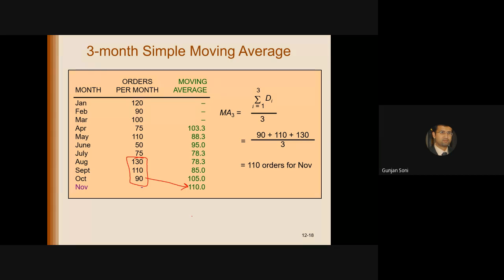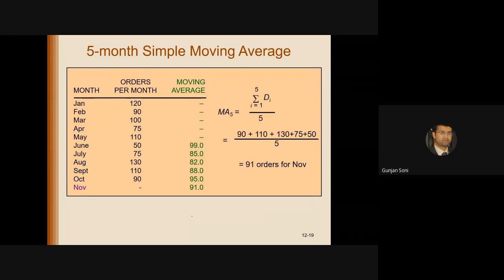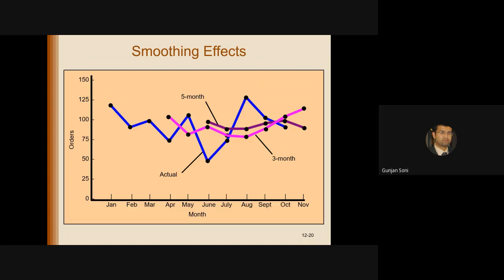Yeah, good. So I understand that you know it now, so we can go ahead. So that's what you got. Good. Now let's compare the 3 month and the 5 month moving average. What happens? This chart over here indicates the smoothing effects.